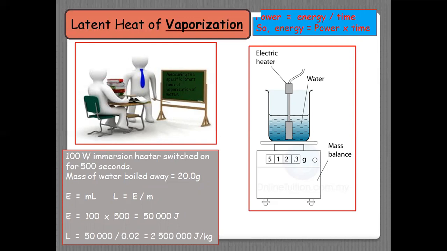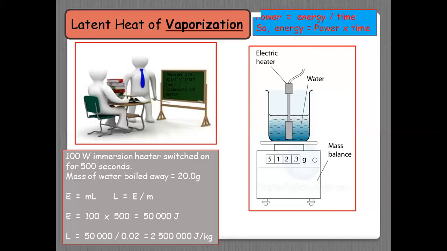So we have 100 watts, the power of the immersed heater, and it is switched on for 500 seconds. The mass of the water, suppose, is 20 grams. We know that E equals ml, so L will be equal to E over m. Now, to measure the energy, 100 times 500, power times time, the answer will be 50,000 joules.